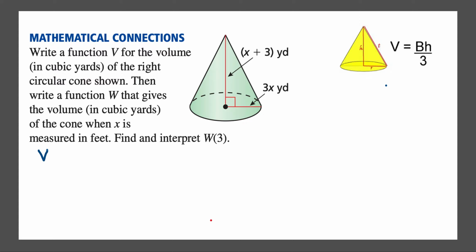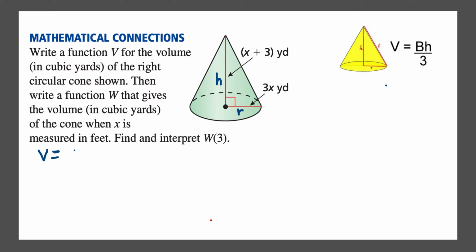So this is the volume of the cone, which is the base times h divided by 3. But the base here is circular, because the base of the cone is a circle. So it means that the area is going to be pi r squared. So this is r, and this is, let's say, h. Okay, so r is 3x and h is x plus 3.